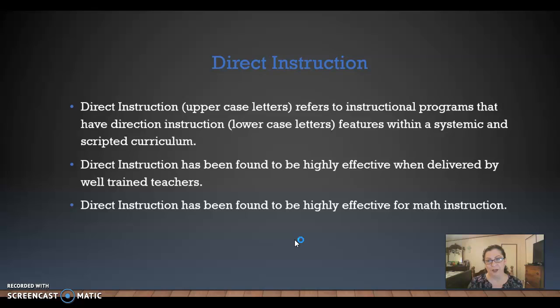So now we're into the uppercase direct instruction, which refers to instructional programs that have direct instruction, the lowercase letters, featured within a systematic and scripted curriculum. Sorry, typo there. And direct instruction has been found to be highly effective when delivered by well-trained teachers, and direct instruction has been found to be highly effective for math instruction.